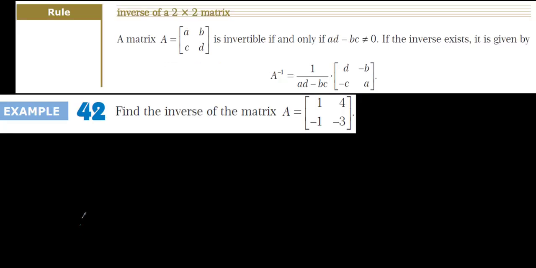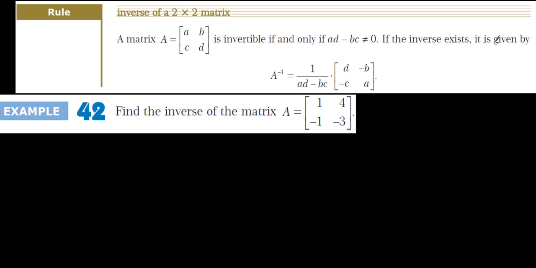Okay, let's continue with the rule of the inverse of a matrix. Here there is a rule for all 2 by 2 matrices. When you have the matrix A equal to [a, b; c, d], then A is invertible if and only if a times d minus b times c shouldn't be equal to 0. So if it is equal to 0, it is not invertible.